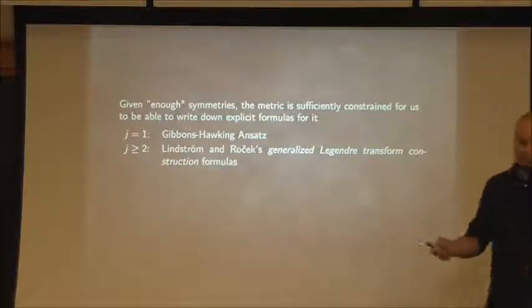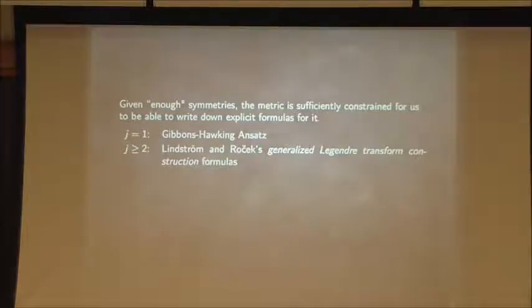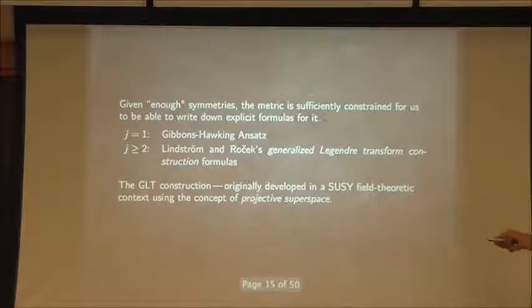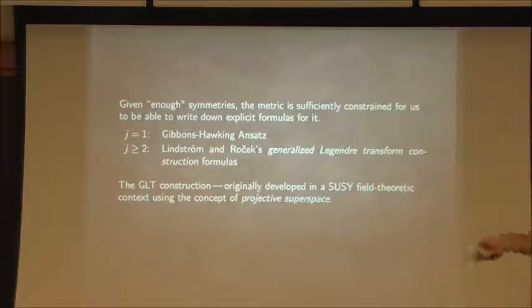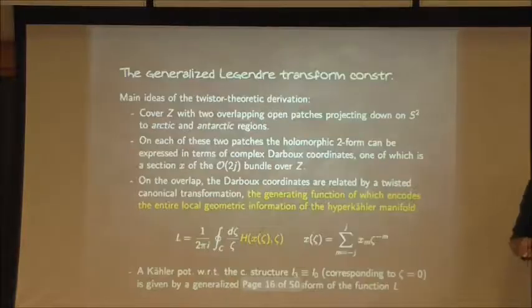This actually arrived in a supersymmetric field theoretic context under the name of N=2 projective superspace. So a lot of the story here actually comes from physics and superspace, and then mathematicians gave it a fancy mathematical polish. So I'm going to stay within the mathematical paradigm here, and I'm going to just quickly describe how one obtains the generalized Legendre transform in a twistor theoretic approach.